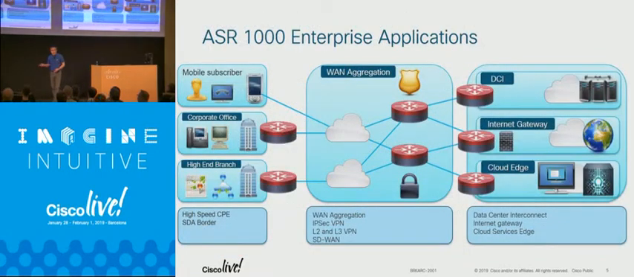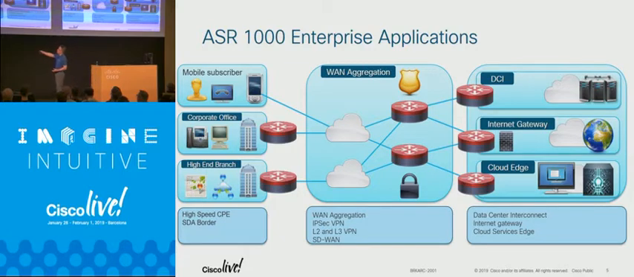Before we talk about the system architecture, let's have a brief overview of the ASR1K applications in enterprise space, then in service provider space. This is what we call the PIN, the place in the network. Let's walk from left to the right.